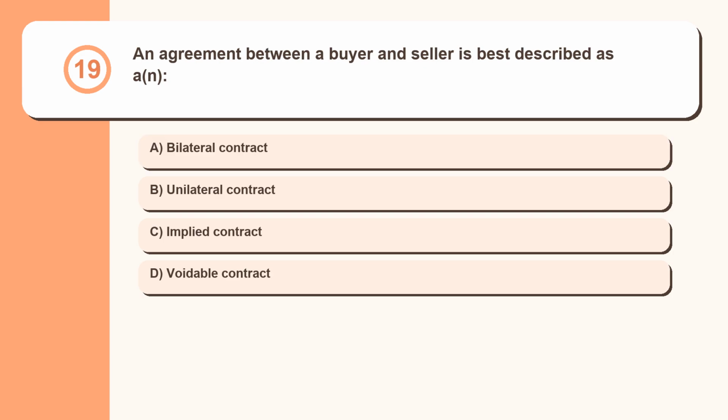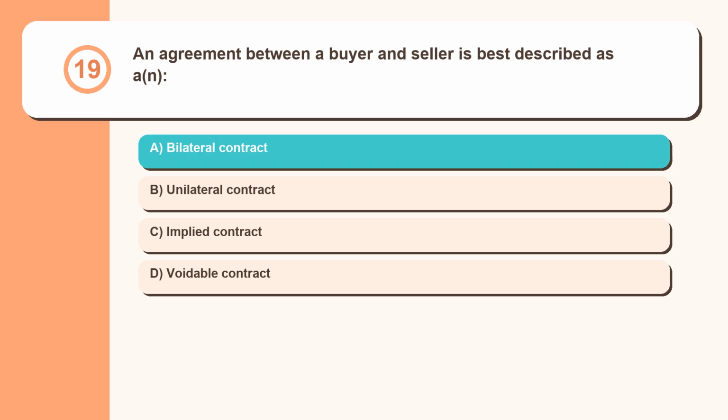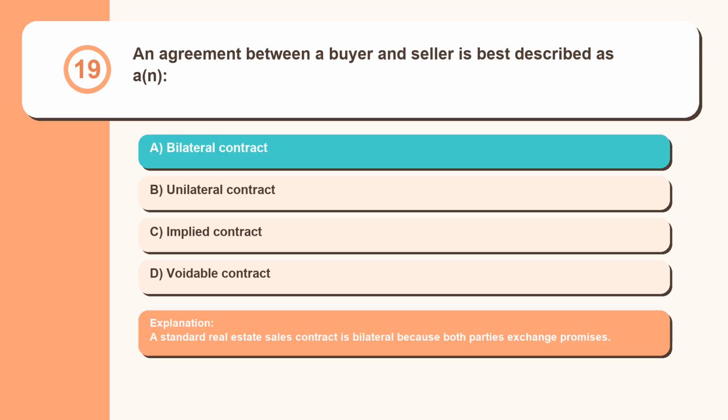Question 19. An agreement between a buyer and seller is best described as a bilateral contract, unilateral contract, implied contract, voidable contract. A standard real estate sales contract is bilateral because both parties exchange promises.